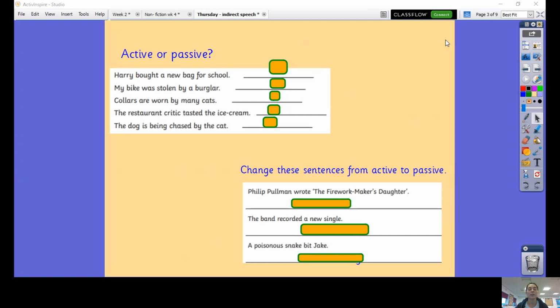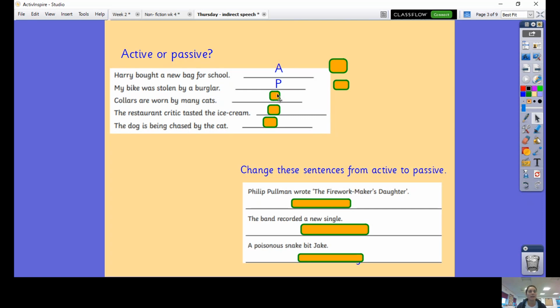Okay, hopefully you've written something down for each of those, an A or a P. Do you think it's active or passive? So let's reveal the answers. The first one, Harry bought a new bag for school, is active. My bike was stolen by a burglar. There's a clue in that one about the verb that's been used. That is passive. The burglar stole my bike would be active. My bike was stolen by the burglar is the passive.